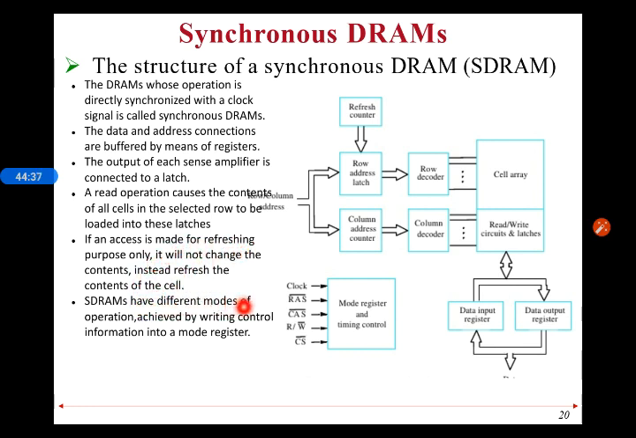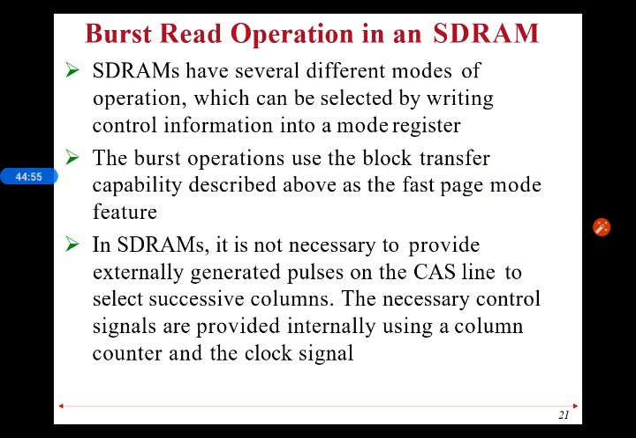SDRAMs have different modes of operation, achieved by writing control information into the mode register. This mode register is available. So either you can work it as a synchronous RAM or as an asynchronous RAM by writing appropriate information in this mode register. Now we will see the burst read operation in SDRAM. SDRAMs have several different modes of operation, which can be selected by writing sufficient control information to the mode register. You can write it and select the mode of operation.